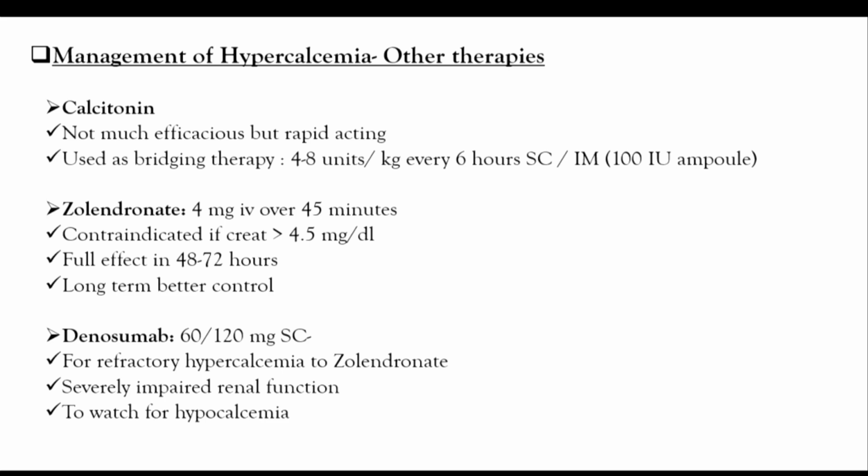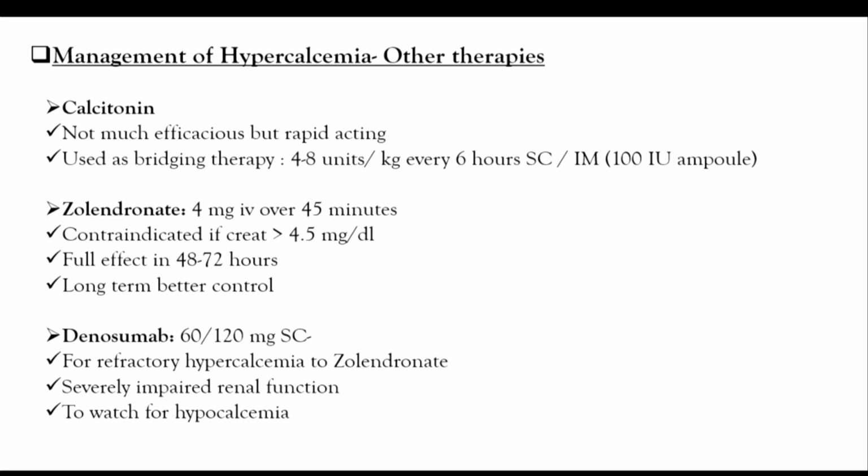Denosumab can also be used, especially in refractory hypercalcemia to zoledronate or severely impaired renal function. But denosumab is known to cause hypocalcemia. So on the second, third, or fourth day, we should check if the patient is developing hypocalcemia or not.